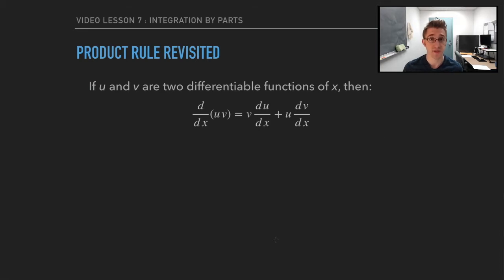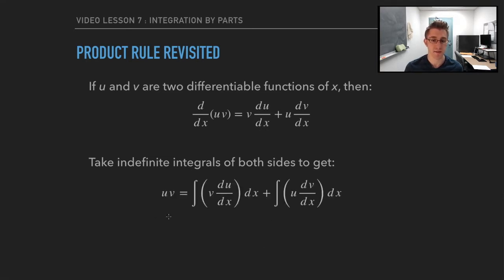So now let's turn this into a statement about integrals. If I take indefinite integrals of both sides, on the left-hand side I'm just left with u times v, and on the right I get the indefinite integral of each of those terms, which I'll write like this.